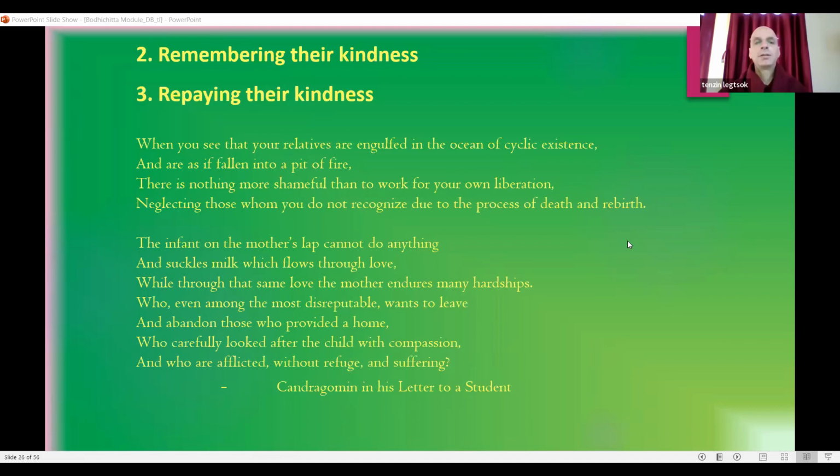So as you think about the kindness of your mother or others in this life, then at the same time try to generate a sense of gratitude, thankfulness for their kindness, and then a wish to repay their kindness. So we can meditate on these two together for about 5 minutes.